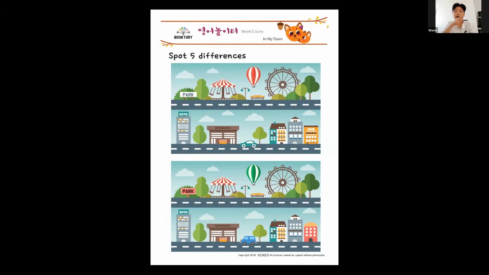All right, there are 5 differences. Can you find them? Did you find them? Do you see them? I see one. There's a red hot air balloon, but here's a green hot air balloon. The park sign is different. This one's white and this one's red.